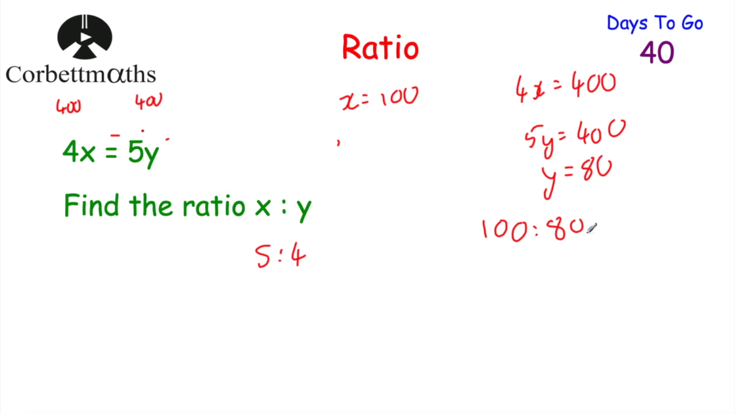And if we cancel this down, we could divide both of these by 10 to get 10 to 8, and divide by 2 to get 5 to 4. And that's the ratio of x to y, 5 to 4. And that's it. Okay, let's have a look at another question.